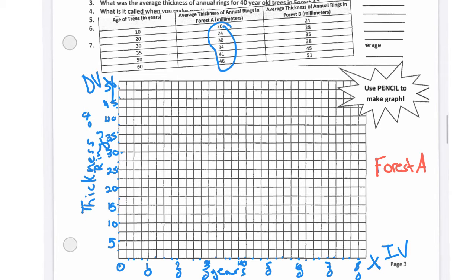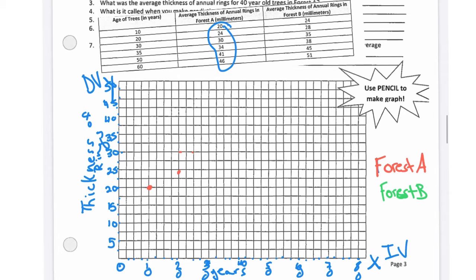And then I will do Forest B in green. So remember to make your key for Miss Wallace, make it nicer than mine. Okay, so we have at 10 years, 20. So 10 is 20. 20 years was 24. 30 years was exactly 30.